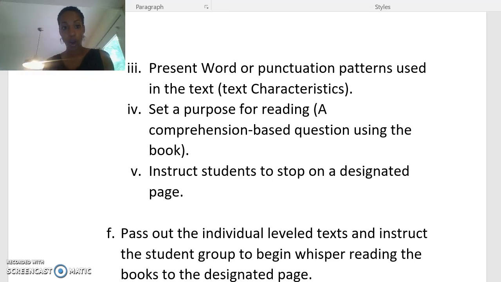Or maybe there's a word with all capital letters, or it's an italicized word. What should your voice sound like when you come to a word that looks like this? Because we're going to see this type of a word in today's session.